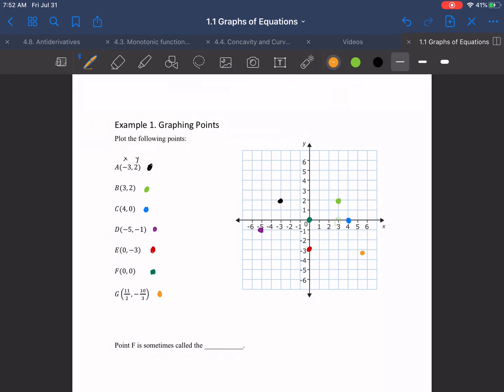Sometimes point F is called the origin. That was this one right here, point F. It's that point (0, 0), right where your 2 axes meet.